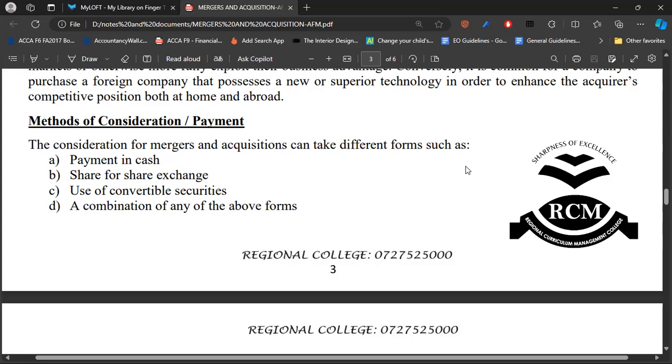Then we have another one called a combination of any of the above forms. So share to share, we normally say that a predator will be able to offer a given number of ordinary shares to the shares of the target firm. That one we are going to be experiencing much when we are doing our illustrations.